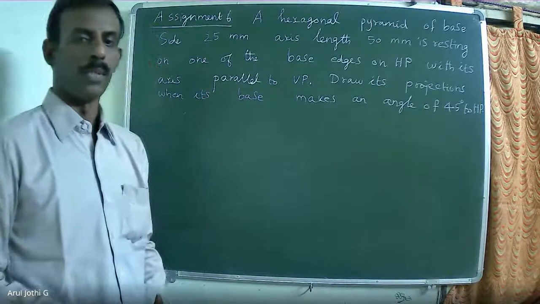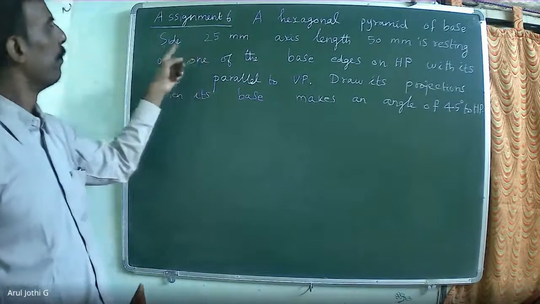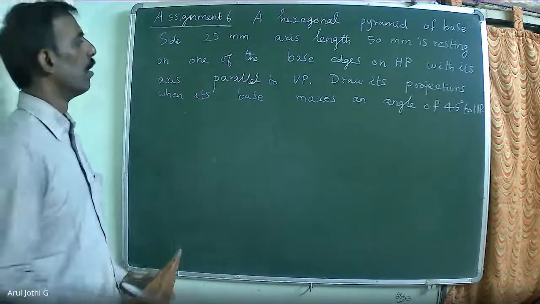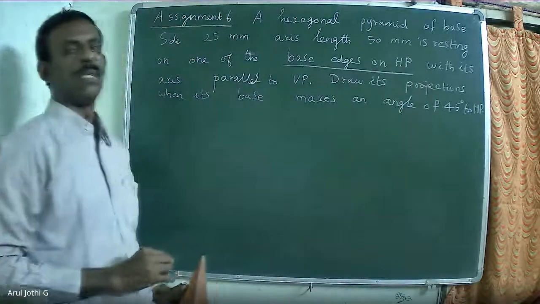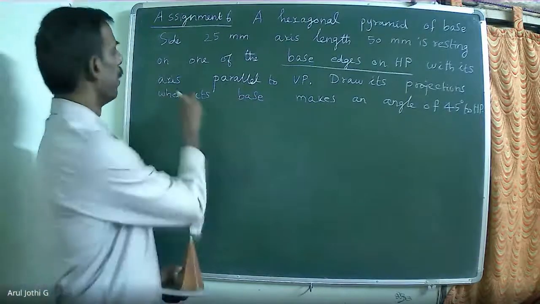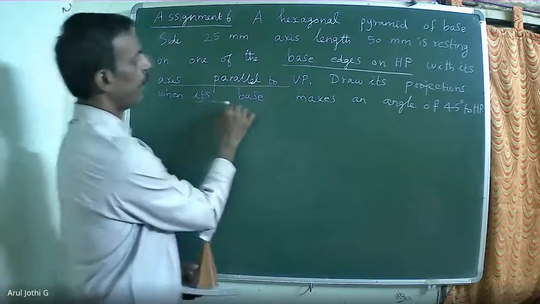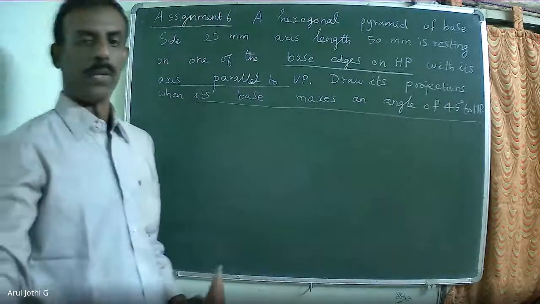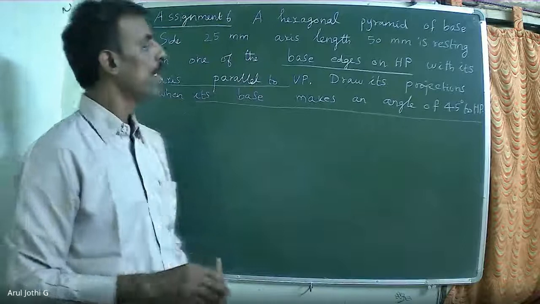Good morning, students. In this video lecture, we are going to see assignment number 6: a hexagonal pyramid resting on one of the base edges on HP, with its axis parallel to VP. Draw its projections when the base makes an angle of 45 degrees with the horizontal plane. So one of the base edges is resting on HP.